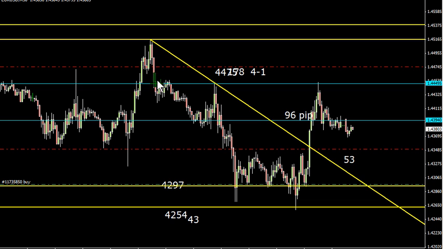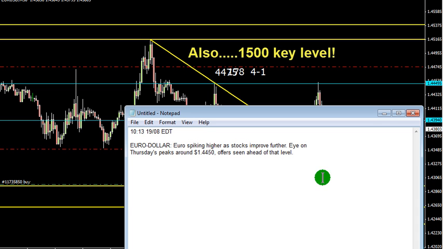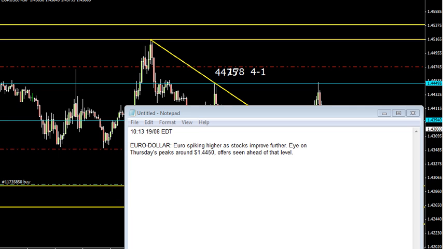Why? Because of the big drop from this area right here. We know there's some strong orders in this area, right? This was updated during the day. So stocks were doing pretty decent. The euro was spiking higher to 10.13. I'm already gone. The eyes on the Thursday's peak, right? Offers seen at that level. So what does that tell you? Euro's going up, right? That's what I want to see. I want the euro to keep going up.